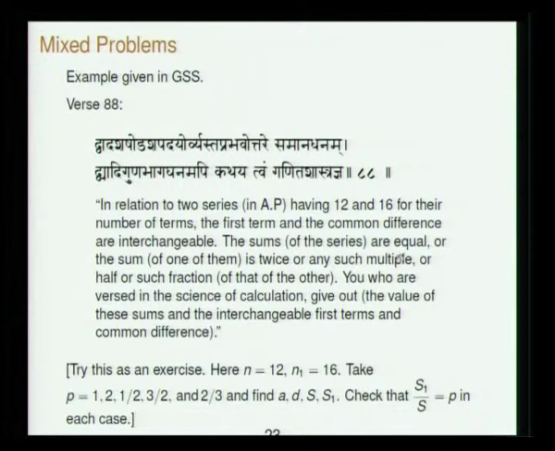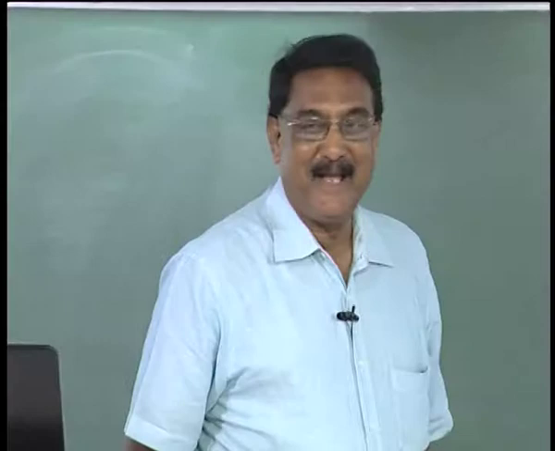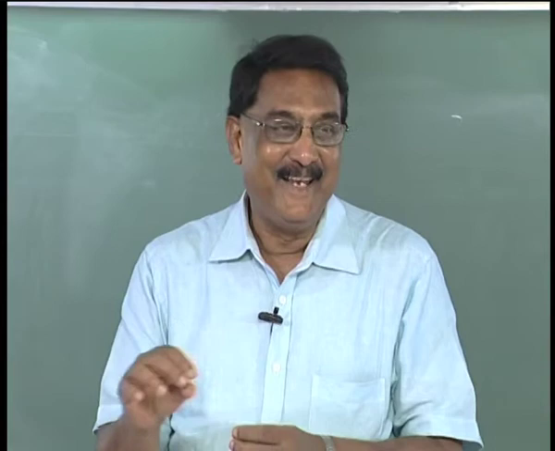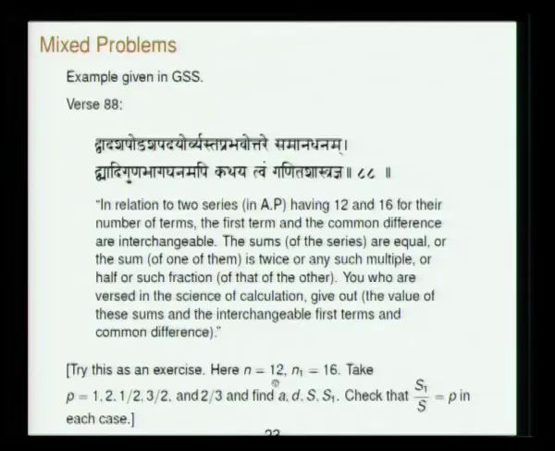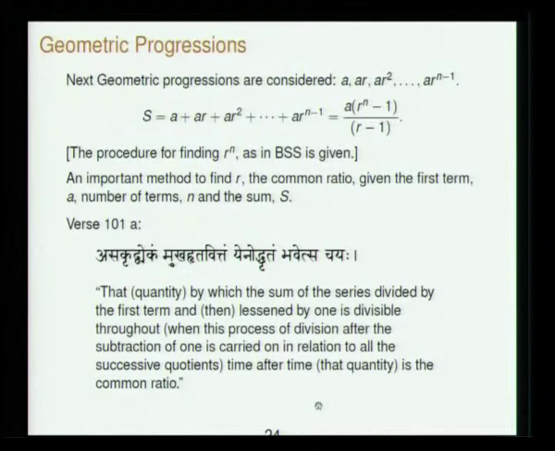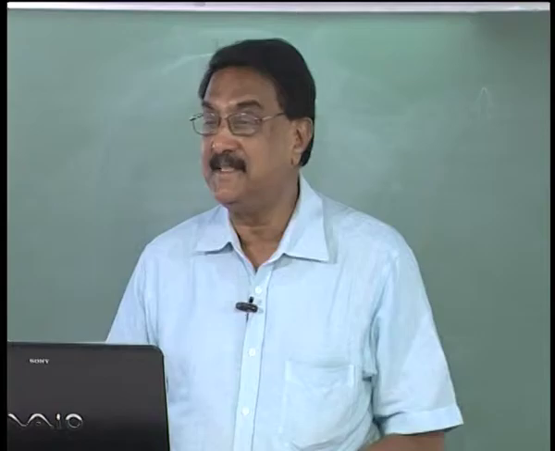So, he always embeds a small set of problems in each problem. Here you have n equal to 12, n1 equal to 16, and take p equal to 1, 2, half, 3 by 2, etcetera. That is the ratio of the sums, and you have to find a, d, s, s1 like that. Now he will come to the geometric progression.